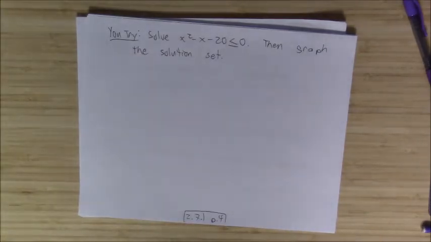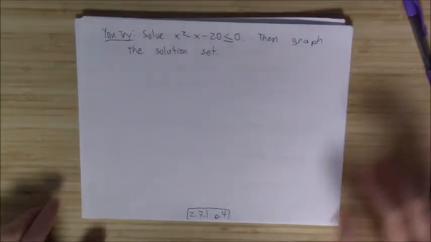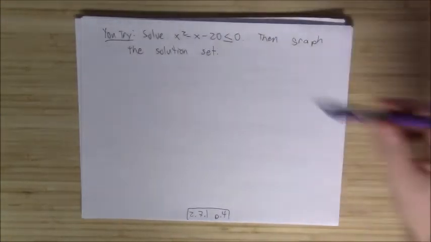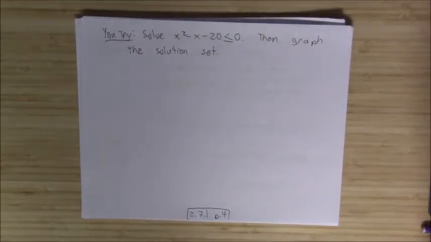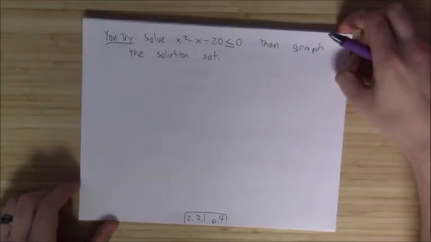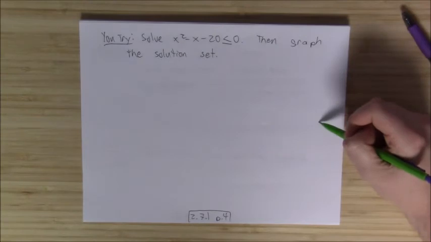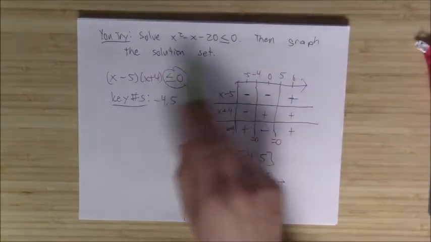So now it's time for you to try an example. Go ahead and try solving using the key numbers and the test intervals. x squared minus x minus 20 less than or equal to 0, and then graph the solution set. On the count of 3, I'll reveal the solution. 1, 2, 3.